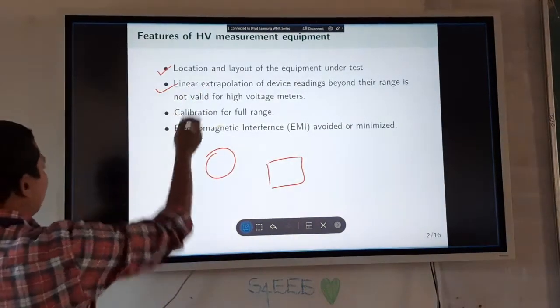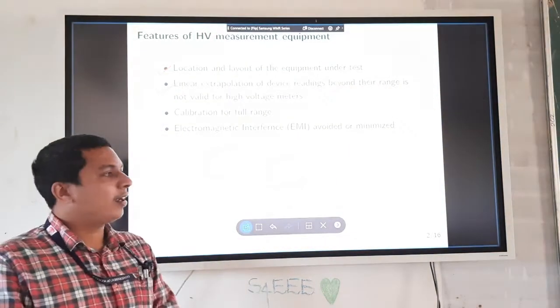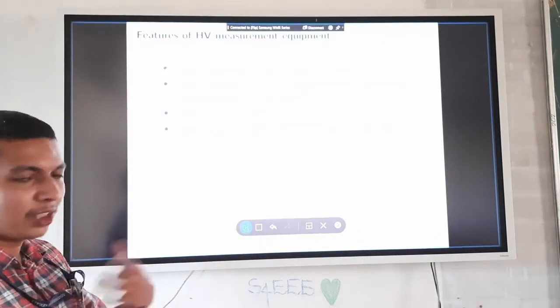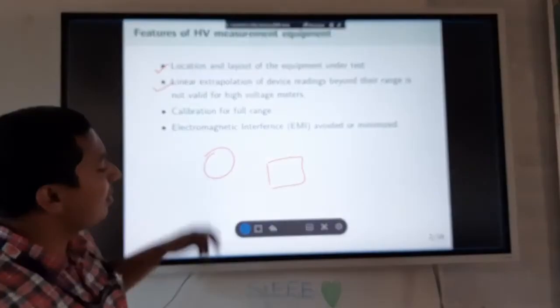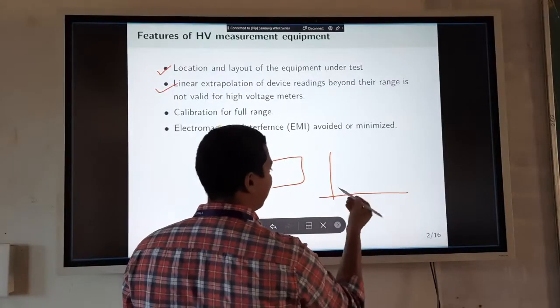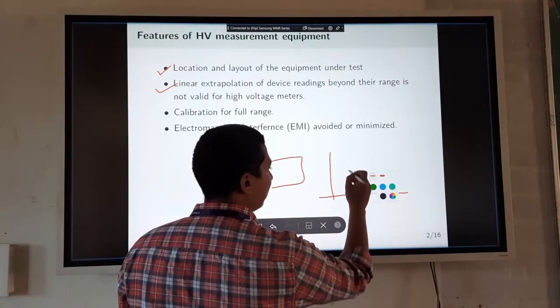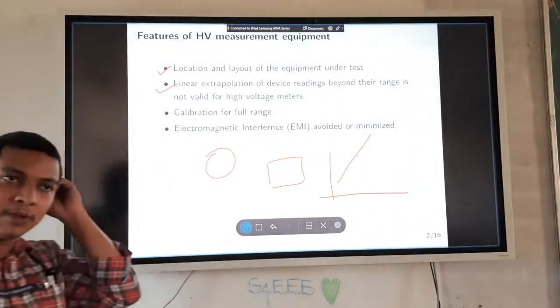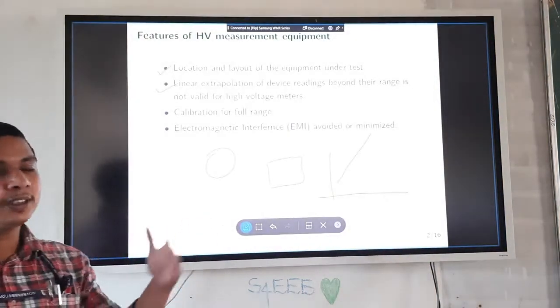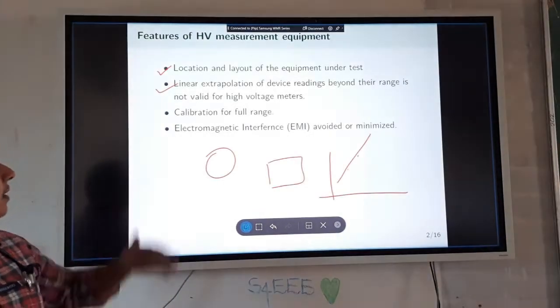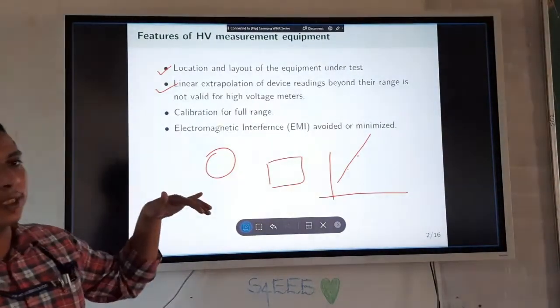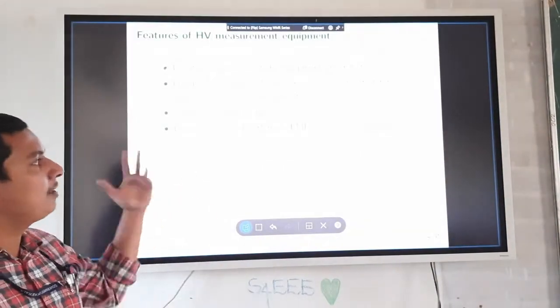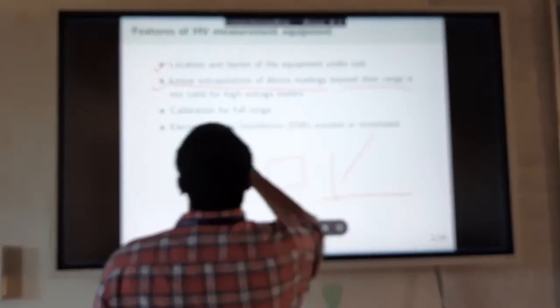Then the second part is that if you take a moving coil instrument, or normally other instruments also, we can linearly extrapolate, right? Like for 5 ampere, this is the point, and for 10 ampere, it will be on the same line. You can extrapolate the response of the instrument quite directly. But when it comes to high voltage measurement, you cannot do that, because you will see why. Linear extrapolation of a device reading beyond the range is not valid for high voltage meters. That is the next point.